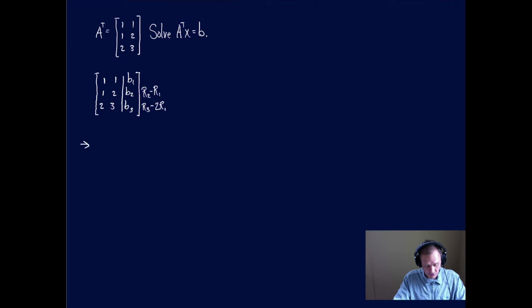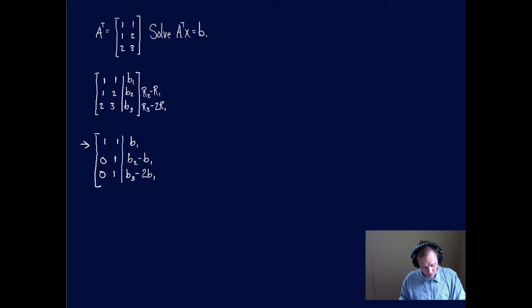That's going to be, the first row is the same. So I have 1, 1, B1. Then I'm going to have a 1 minus 1, that's 0. A 2 minus 1, that's a 1. And then I'm going to have a B2 minus B1. And then my last one's going to be a 2 minus 2 for 0. 3 minus 2 for 1, and then a B3 minus 2 B1s. Okay. Now we're not yet to the reduced row echelon form, so let's do that next.